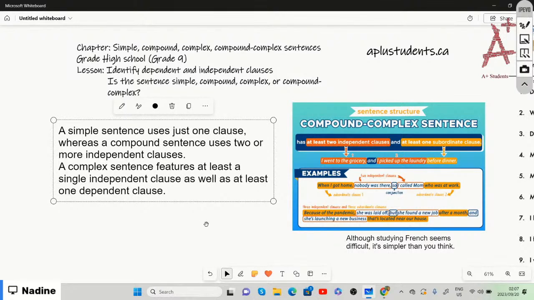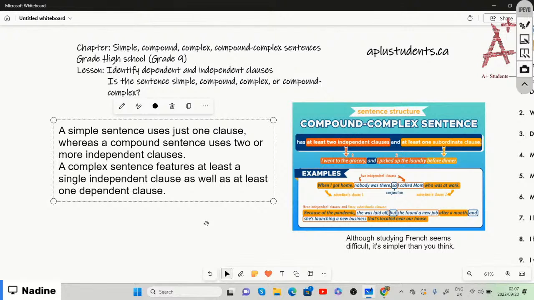So a simple sentence uses just one clause. Whereas a compound sentence uses two or more independent clauses. It's like saying it's two simple sentences joined by a conjunction. It's these two independent clauses, or simple sentences, joined together that make one sentence, which is called a compound sentence.